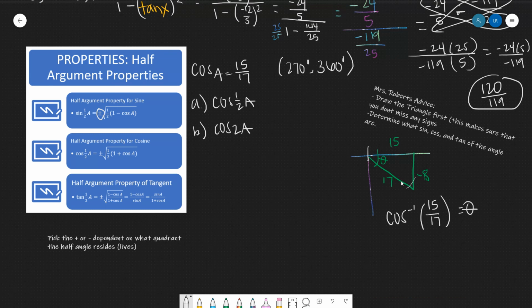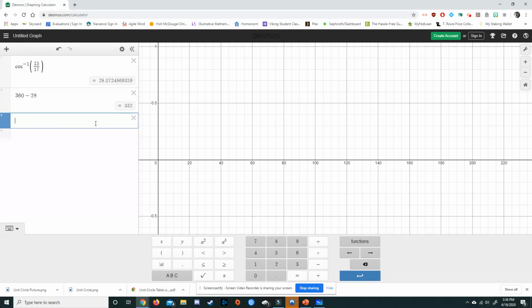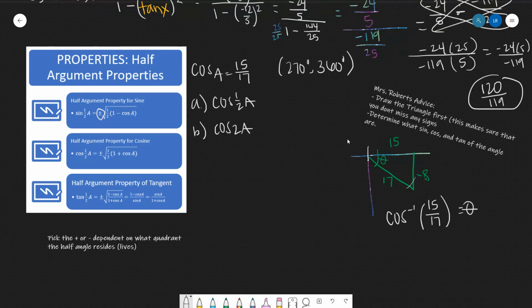332 falls in this quadrant and 28 does not. 28 falls in this quadrant. And remember, cosine reflects this way. Now, to figure out where the half angle resides, divide that by 2: 166. 166 is going to be up in this quadrant here.